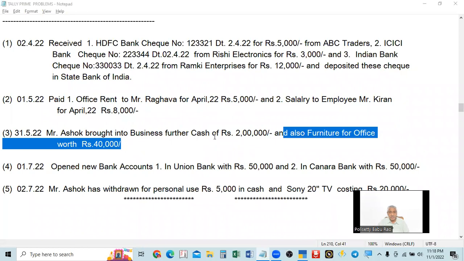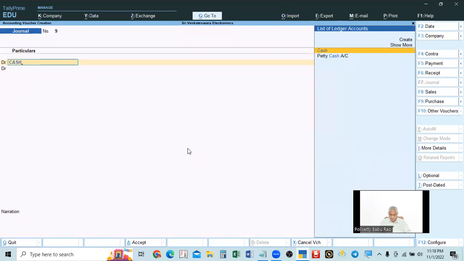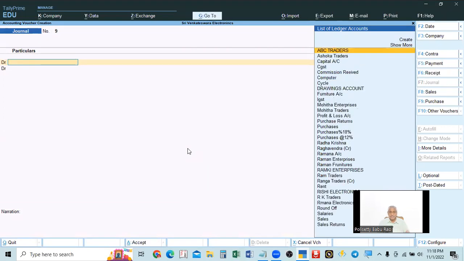So here, what is coming into the business? Cash is coming into the business and furniture is coming into the business. Furniture is an asset, so we have to enter in the name of the asset only. If it is goods, we have to enter into purchase or sales. Okay. So here, we are getting cash. See here, when you are entering in the journal, all the cash and bank will be entered in the receipt voucher or payment voucher or contra voucher, isn't it? In the journal voucher, the cash or bank will not come.